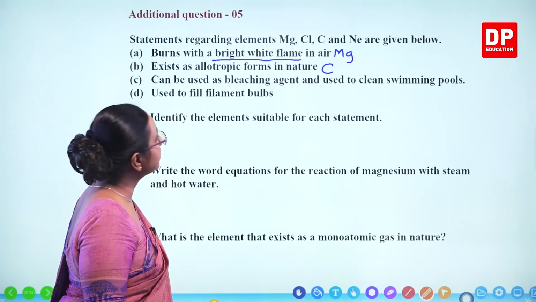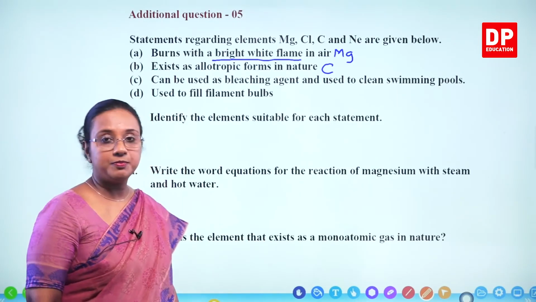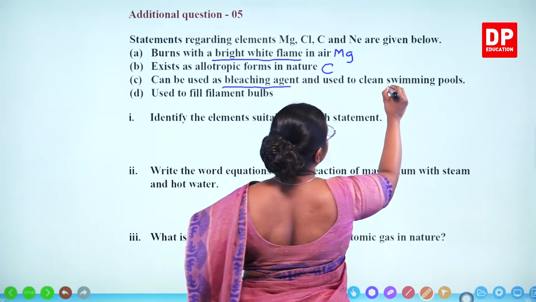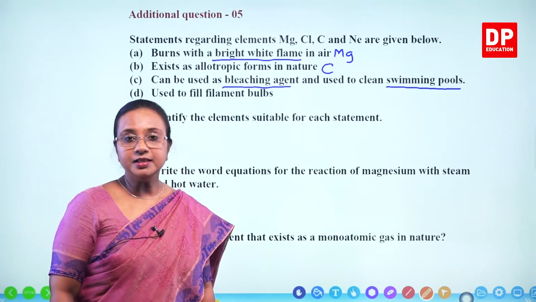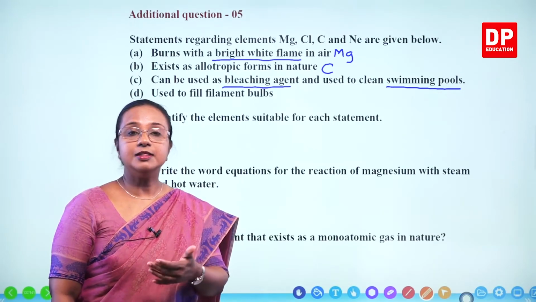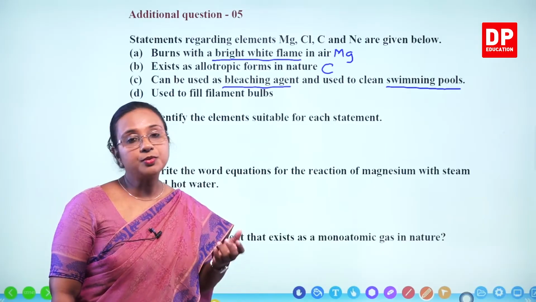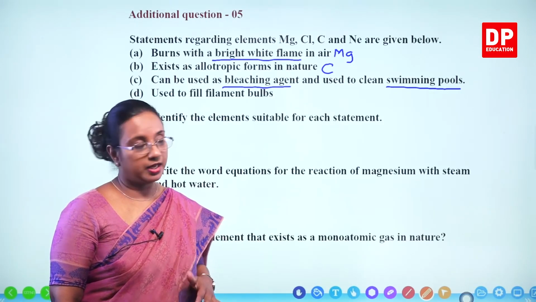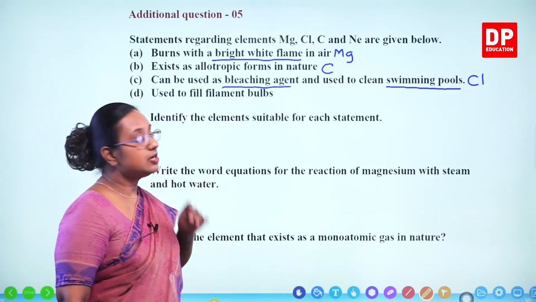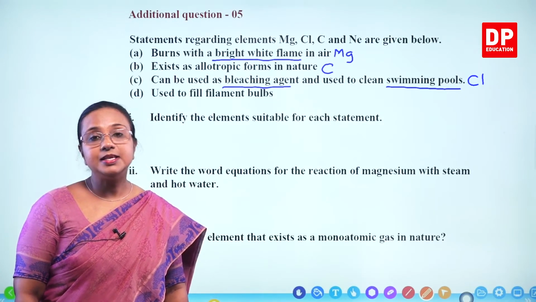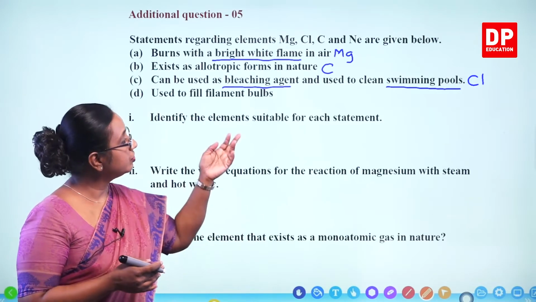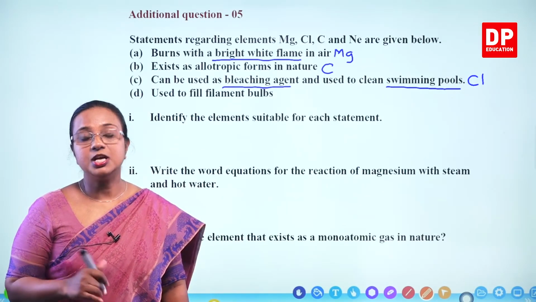Can be used as bleaching agent and used to clean swimming pools. An element that can be used as a bleaching agent and is used to clean swimming pools. This is something that you have known in general. It is chlorine. Normally, the water we get to our households is also purified by the addition of chlorine. So, chlorine is the element that is used to clean swimming pools, and also it can be used as a bleaching agent to get rid of colors. To remove stains, you can use chlorine.